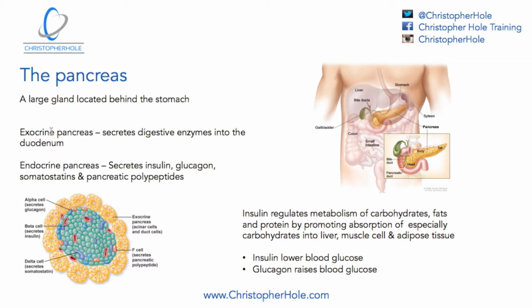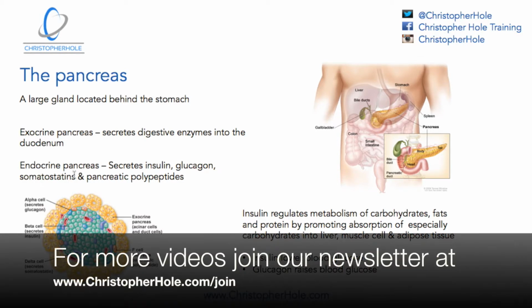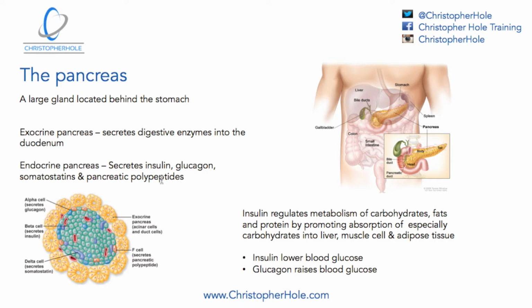First part is the exocrine pancreas, which secretes digestive enzymes into the duodenum, which is the intestines. The one we're going to focus on is the endocrine pancreas, which secretes insulin, glucagon, somatostatins and pancreatic polypeptides. Now, don't worry about a lot of those, because the two that we're going to focus on are insulin and glucagon. Insulin is the hormone that lowers blood sugar or blood glucose, and glucagon raises blood glucose, because your body wants a certain amount in. If it goes too high, it will remove it. If it goes too low, it will replace it.